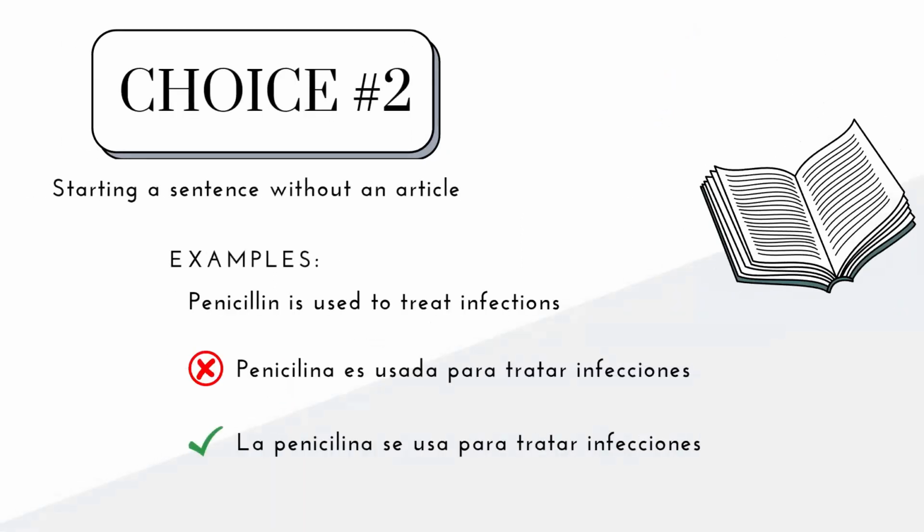Choice number 2, starting a sentence without an article. This is interesting because it reminds me of my primary school days where I would do handwriting and write down sentences. They always started with an article at the beginning. So, for example, here we have "penicillin is used to treat infections." Okay, if you translate it as "penicilina es usada para tratar infecciones," it sounds a bit off.